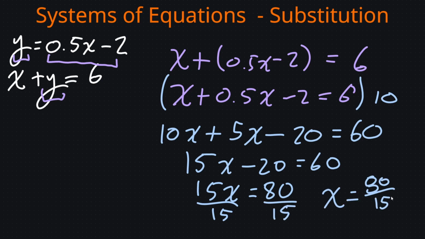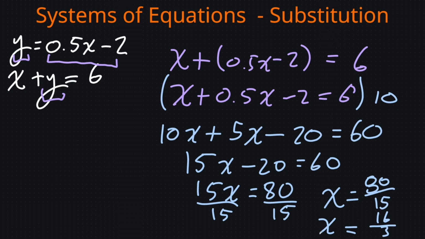80 over 15. And I can simplify that, in fact. And so I'm going to get rid of a 5 on the top and a 5 on the bottom. And when I do that, I'm left with a 16 on top and a 3 on the bottom. So my answer for my x value is going to be 16 over 3. And it's a fraction, but that's okay. Again, if you would rather work with decimals, just throw it in your calculator, get some decimals, and move along.